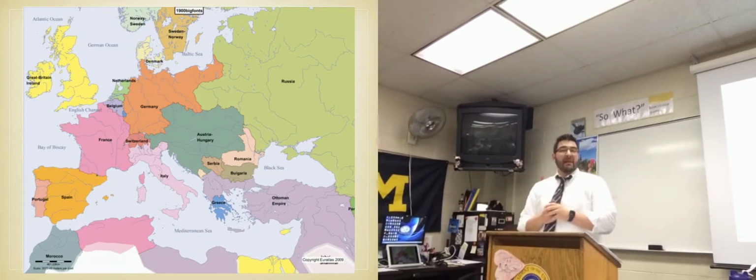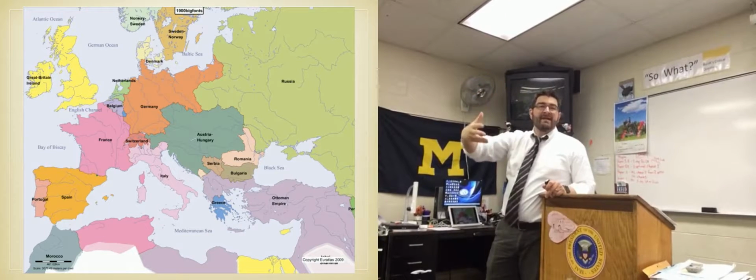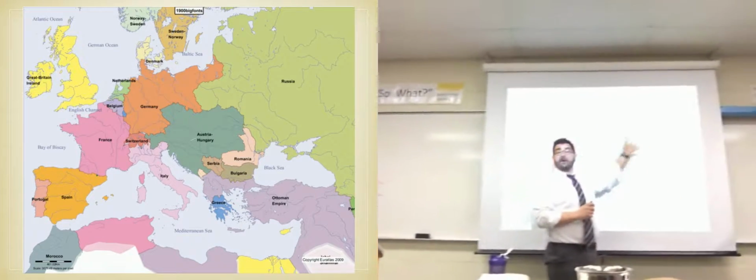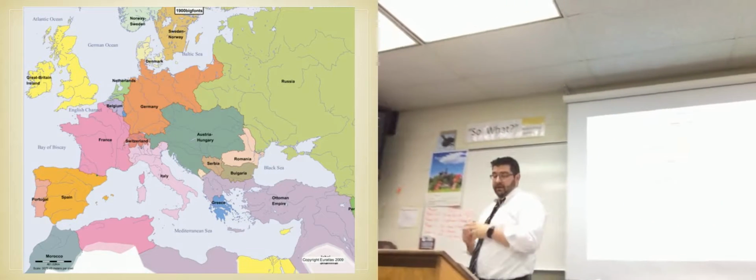So we've got these alliances. Now, with regard to the alliances, what does this mean? It means if a squabble starts between any two of these countries, it can quickly grow into something much, much bigger. All right?